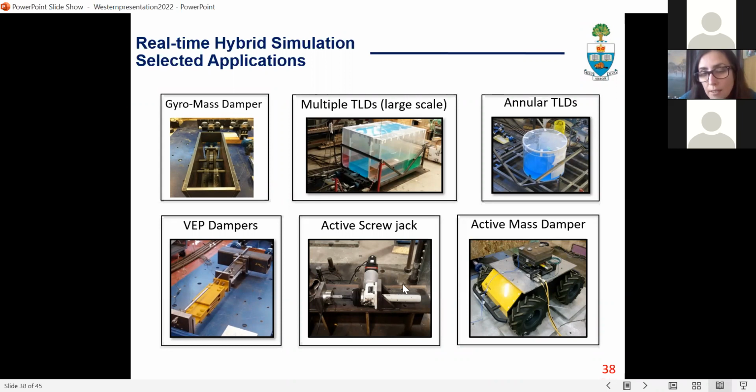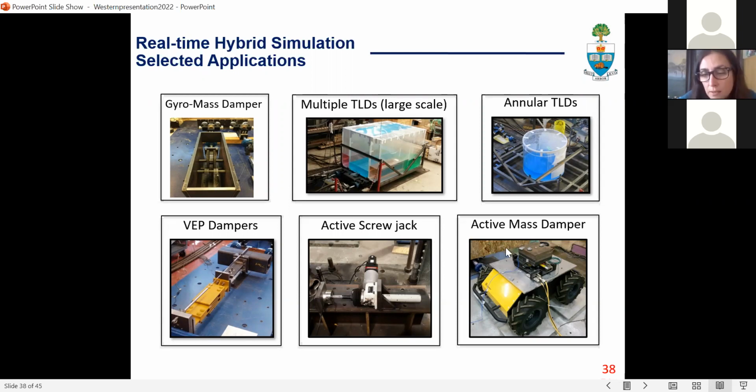These two are active control devices. This one is an active screw jack. It works like the gyro mass damper. There is a worm gear inside this screw jack. When you introduce a torque to the handle, the piston pushes in and out. So we introduced a DC motor to control that torque, and we turned this screw jack into an active system and performed real-time hybrid simulation to show the improvement that we received by using such an active device.